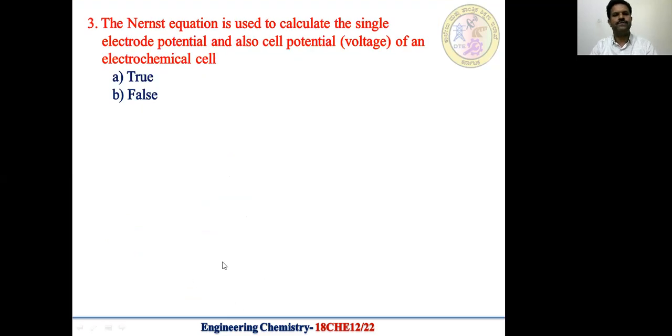Question number 3. The Nernst equation is used to calculate the single electrode potential and also the cell potential of an electrochemical cell. Option A, the statement is true. Option B, the statement is false. The right answer is option A. Yes, we can calculate both single electrode potential as well as cell potential by using the Nernst equation.